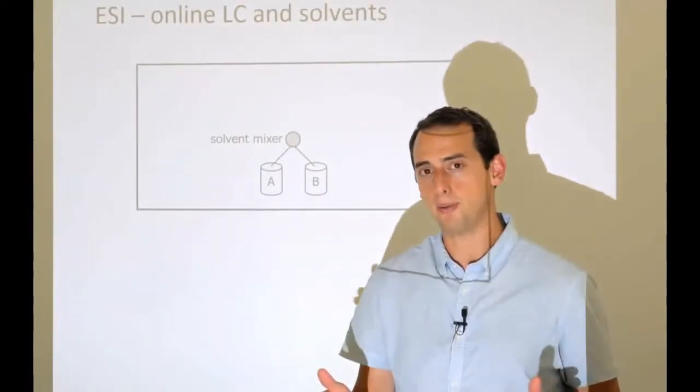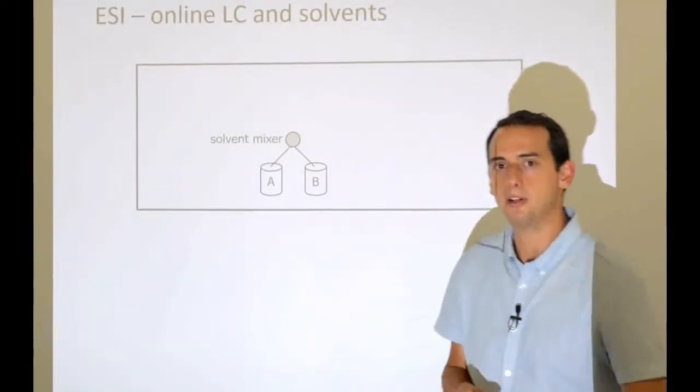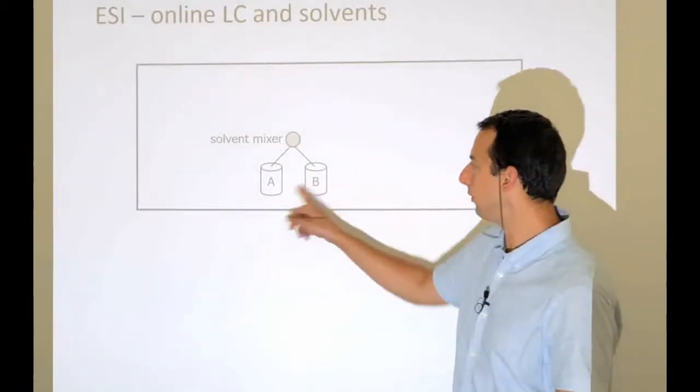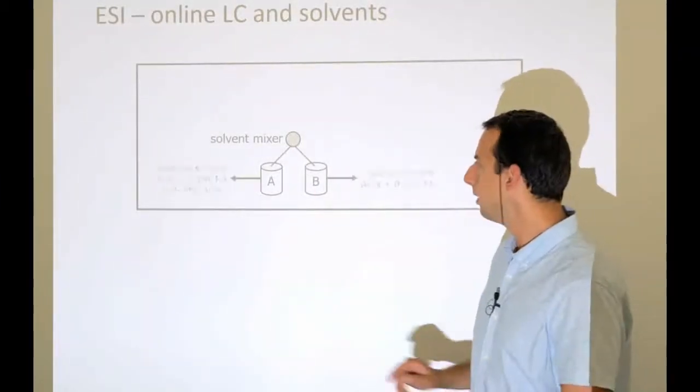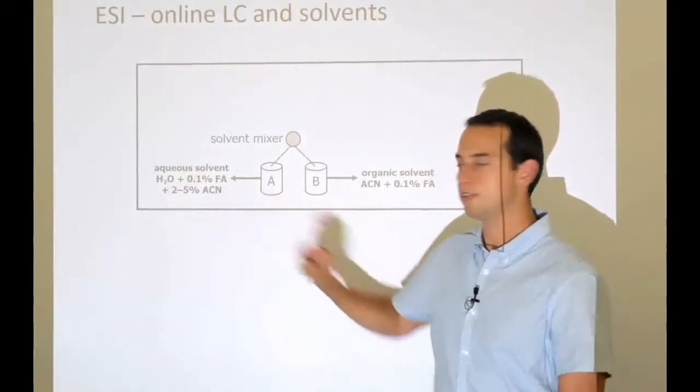So we try to separate them out in time. And for that, we use a clever trick depending on the hydrophobicity of the peptides. We have two solvents, A and B. Let's have a look what's in there. So A is primarily water with a little bit of formic acid and some acetonitrile.